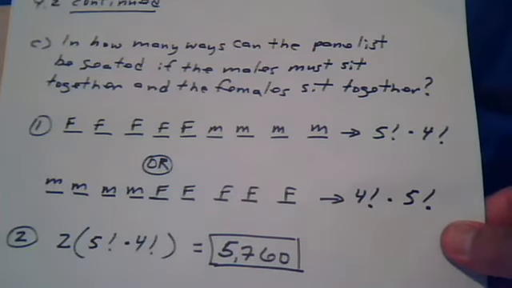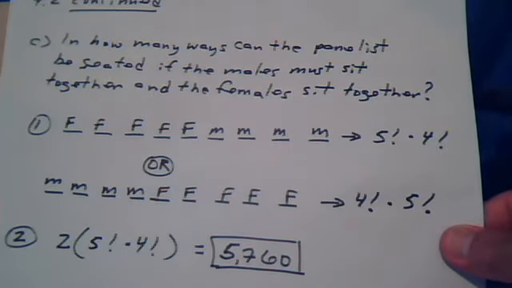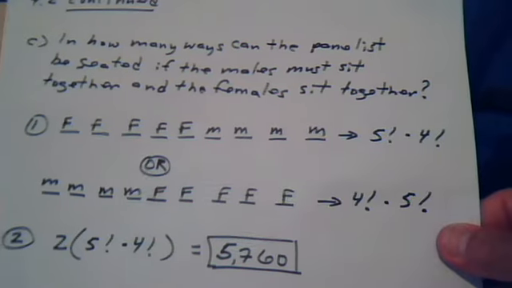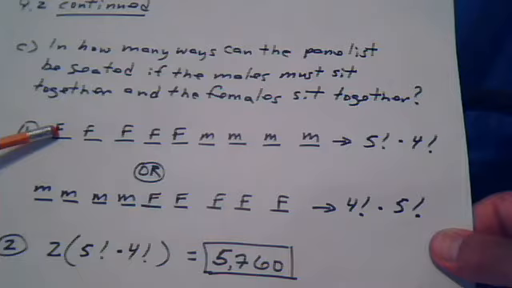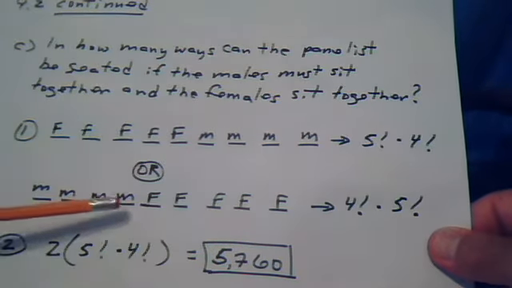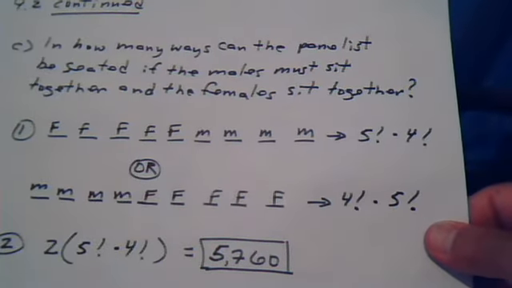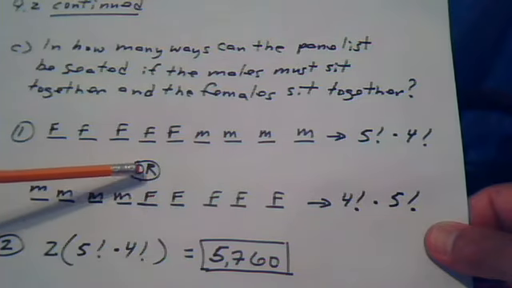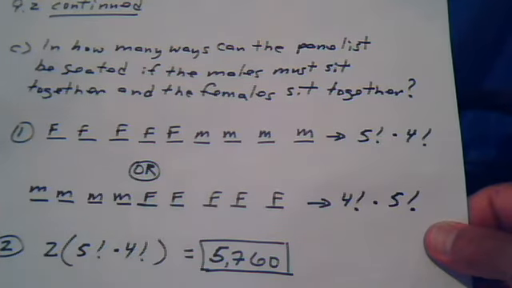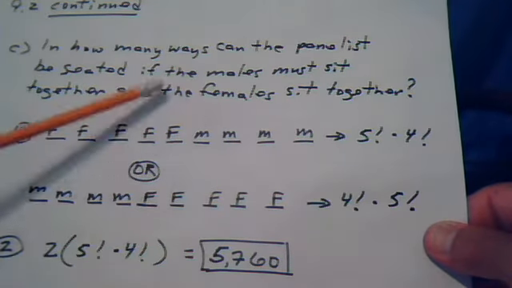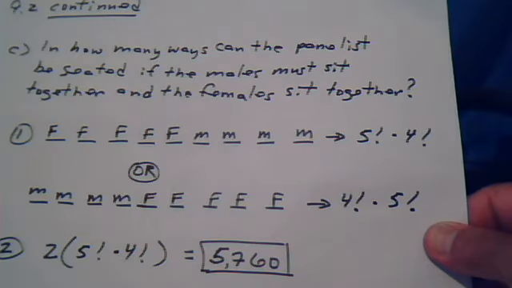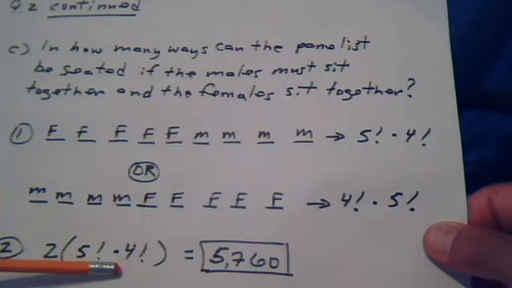C, in how many ways can the panelists be seated if the males must sit together and the females sit together? So there's 2 ways you could do that. You could have the females first and then the males, or you could have the males first and then the females. Or, remember, or can translate into plus. And if you look at this, these are replicas of each other. So you're adding the same thing, so it's 2 times the same thing.